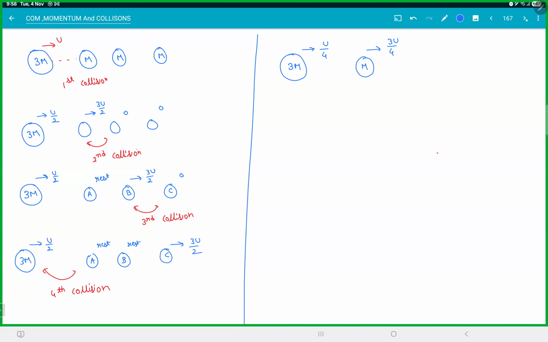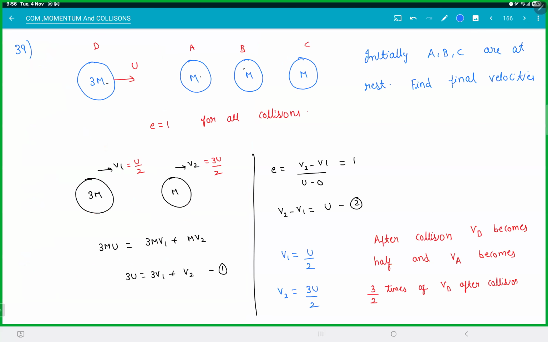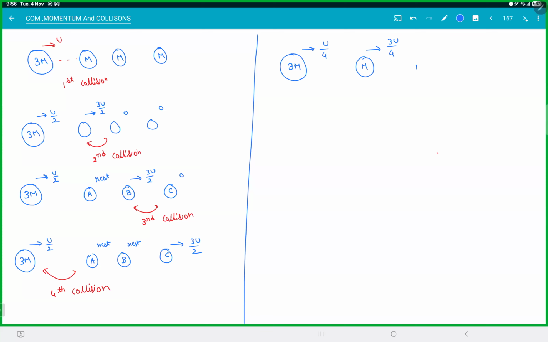3u by u by 4. So this becomes 3 times. Sorry, this is 3 times. Yeah. So 3u by 4. This B is at rest. C is still moving with 3u by 2. So that is gone. These two will collide. This is the fifth collision. This guy is coming with u by 4. This m will come to rest again. This guy will go with 3u by 4.